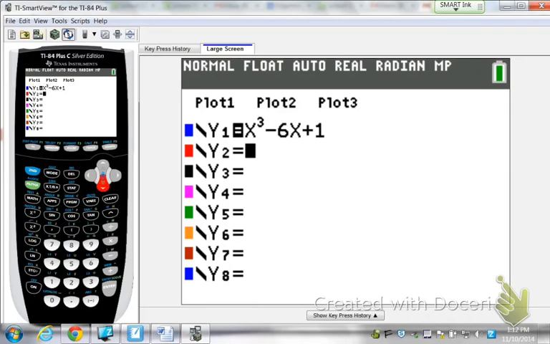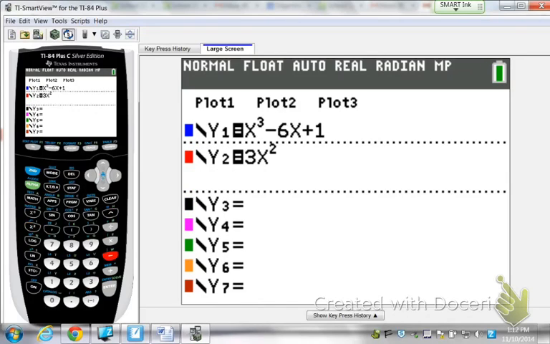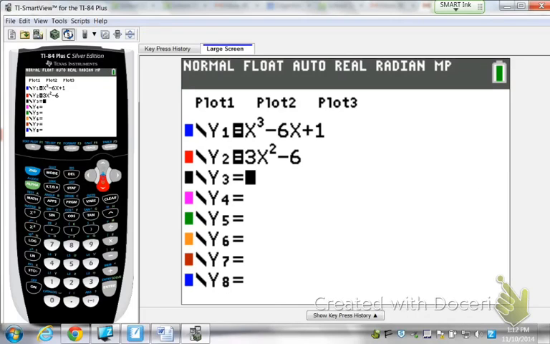What's the derivative? What do I type in next? 3x squared minus 6. Remember, that will be the velocity graph.